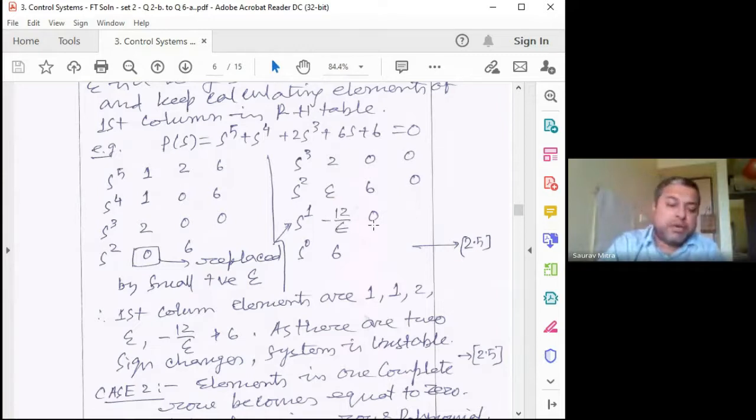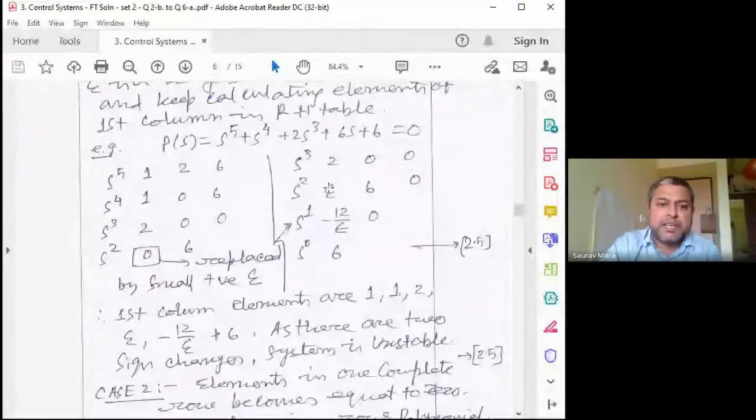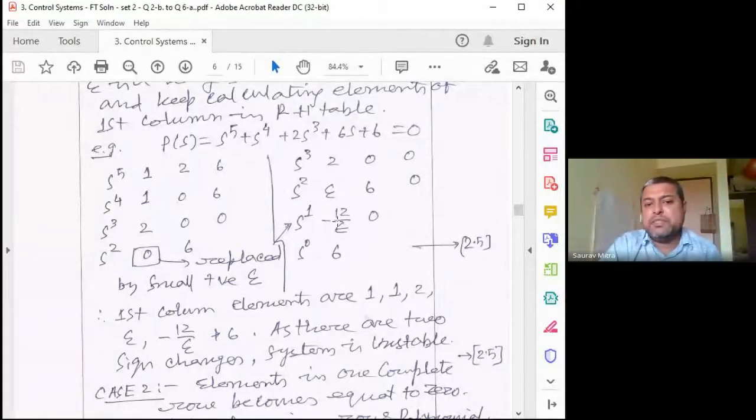This part is 0, and what is the last line? This is minus 12 by 6 into 6 minus epsilon into 0, divided by this, that means this is 6. What is the next line? A square is this. Why is this epsilon? Because this was 0, and instead of 0 we are assuming epsilon, and from here we are finding this into this. So this is 0 minus 12 divided by epsilon, which comes here.